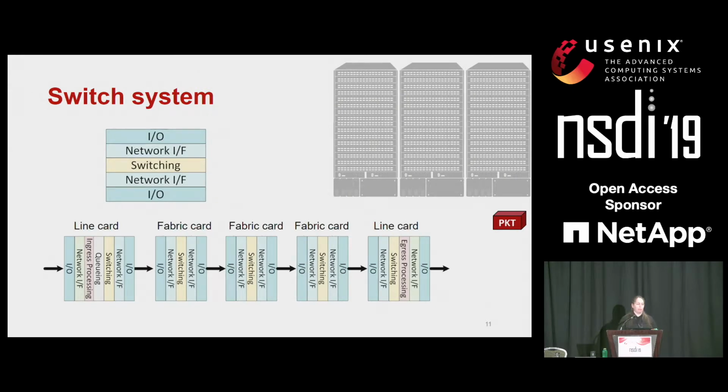It won't have the ingress processing. It won't have the egress processing. It won't have the queuing. And the network interface will be a lot simpler because I won't be supporting all these different types of marks.